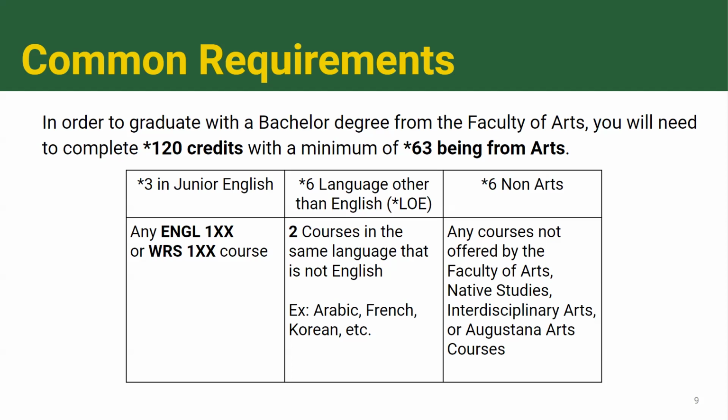In addition to that, you also need 6 credits from non-arts classes. So these are any courses that are not offered by the Faculty of Arts, Native Studies, Interdisciplinary Arts, or Augustana Arts courses. So these can be courses that are offered through, let's say, the Faculty of Science or the Faculty of AILS, which is Agriculture and Life Sciences. Essentially, anything that is non-arts, you need a minimum of 2 courses or 6 credits from non-arts faculties.